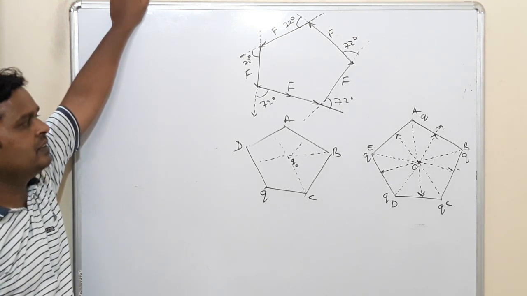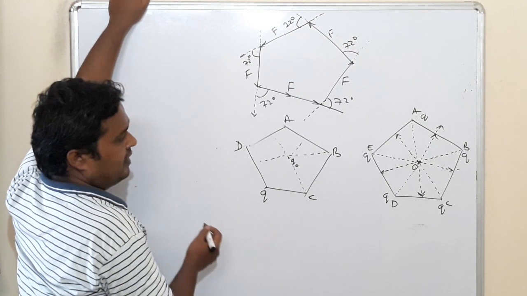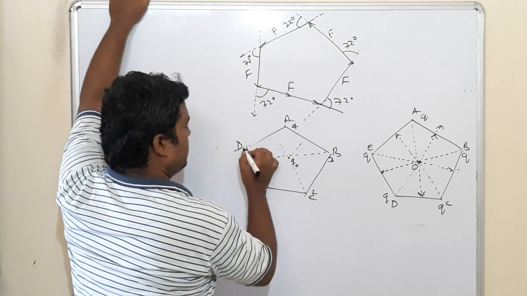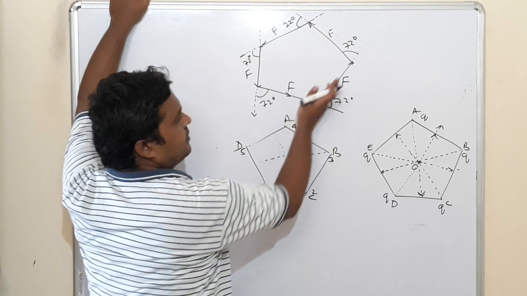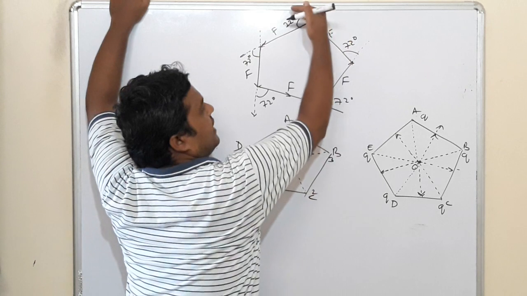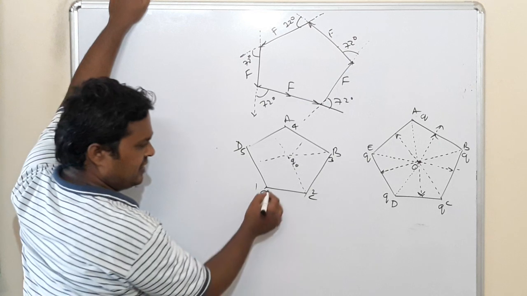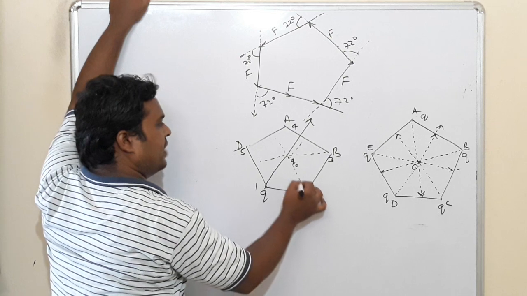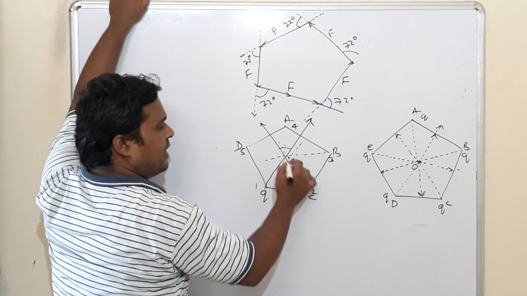Followed this? Or do you want me to explain once again? This charge, first, second, third, fourth, fifth. The first charge will exert force in this direction. The second charge will exert force in this direction. The angle between these two forces is 72 degrees. This is the force exerted by the first charge, and this is the force exerted by the next charge. The angle between these two will be 72 degrees.